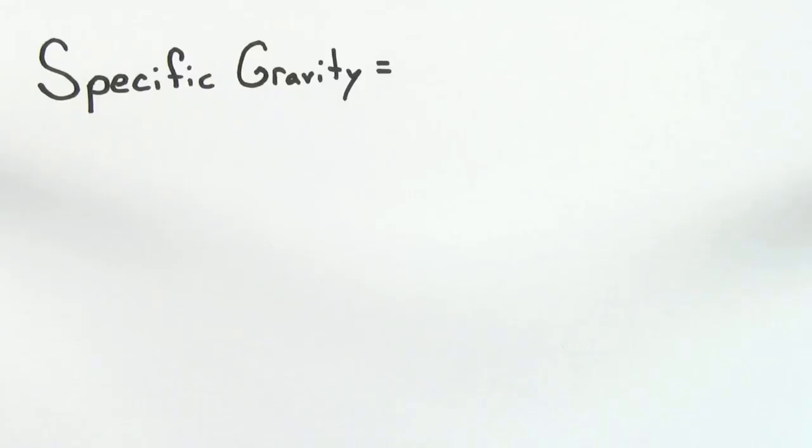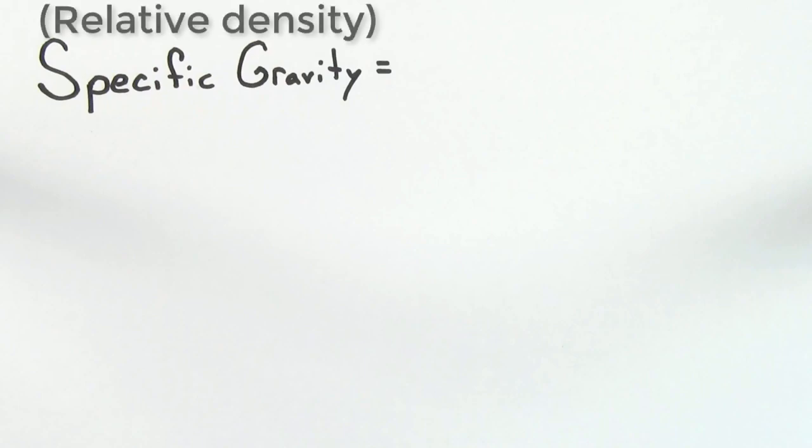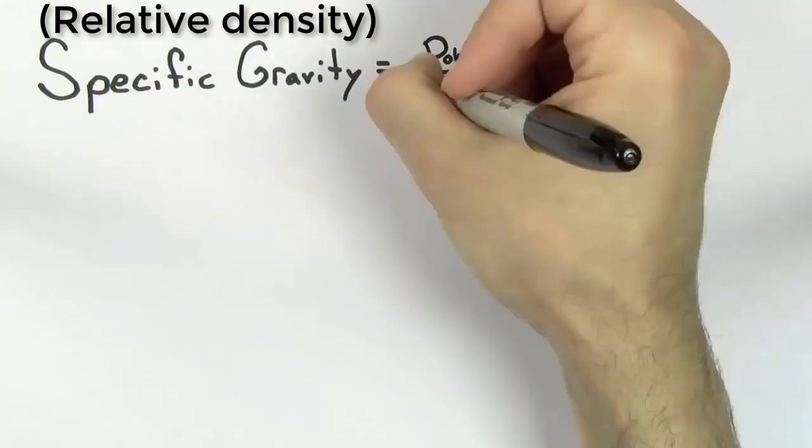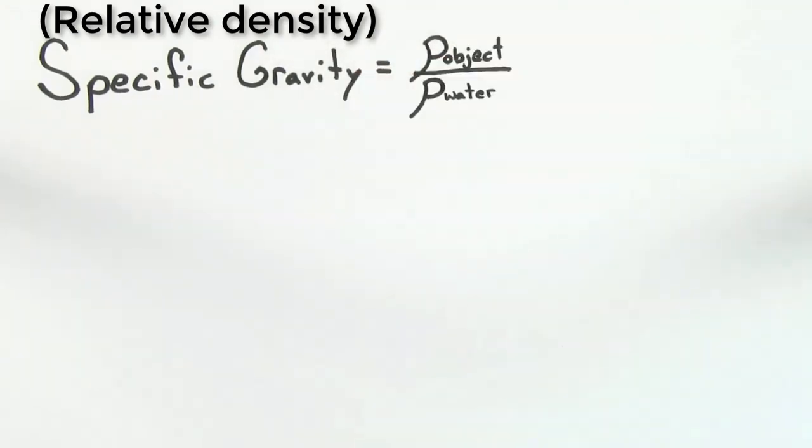What does specific gravity mean? I just want to pause here and say specific gravity is also very often called relative density, okay? That's it. Let's continue. The specific gravity of an object is the density of that object divided by the density of water. The density of water is 1,000 kilograms per meter cubed.